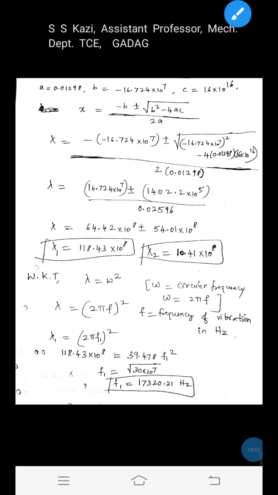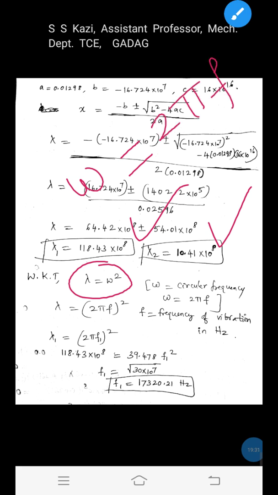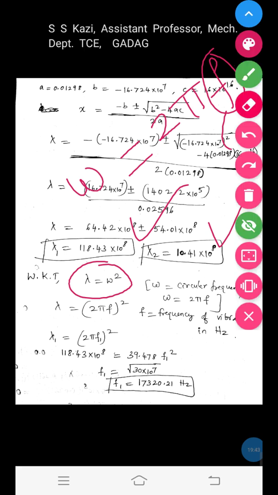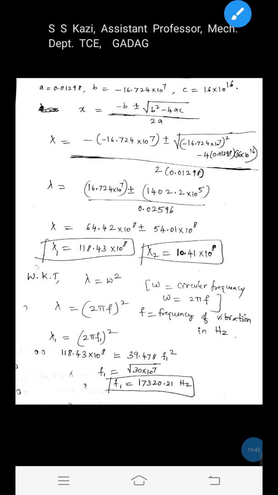Now by using these two eigenvalues we can determine the natural frequency of the vibration of the system, that is the stepped bar. We know that eigenvalue lambda is given by the square of the circular frequency omega square. Omega is the circular frequency, and it is given by 2 times pi into f, where f is the natural frequency of the free vibration. It is measured in hertz. Now let us determine the natural frequencies.